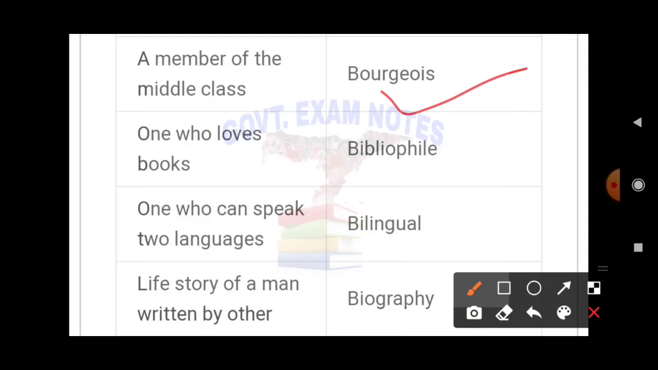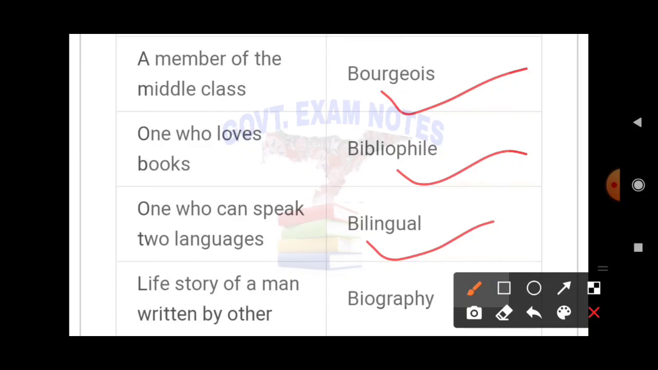Then one who loves books, or a great lover of books, will be called bibliophile. The person who loves books very much will be called a bibliophile. Then one who can speak 2 languages. It is easy, that is called bilingual.